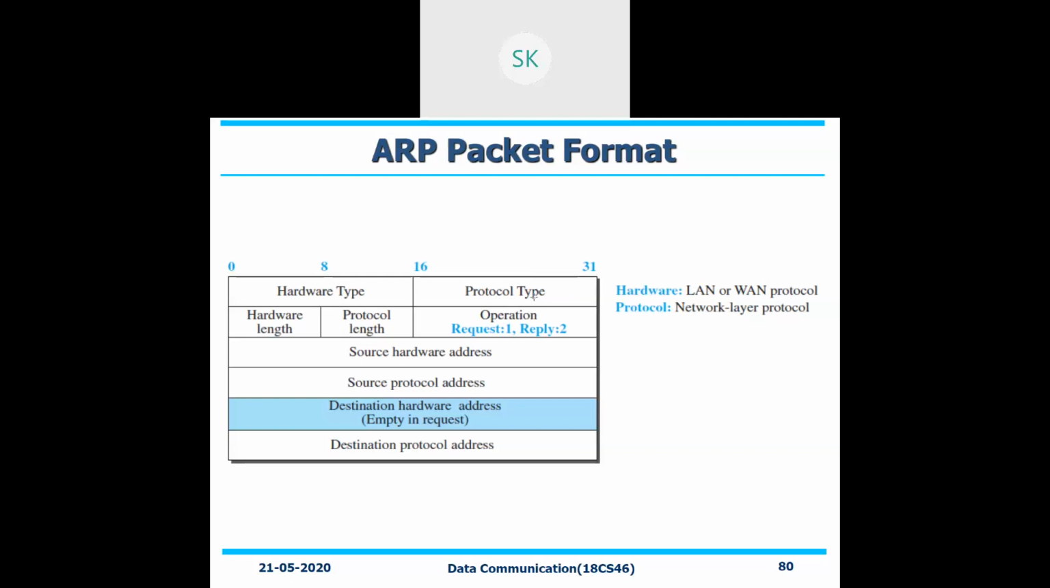Okay, the next one is your protocol type. What is this protocol type? It is nothing but your network layer protocol. Network layer protocol means from the above layer, whichever protocol has been decided, that is IPv4, IPv6, or some other protocol such as ICMP. Whichever type of protocol it is will be taken care of with respect to your protocol type.